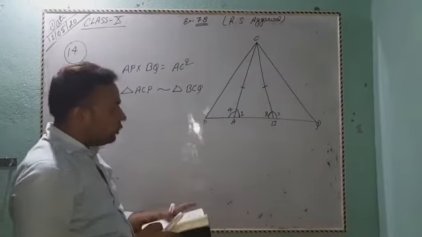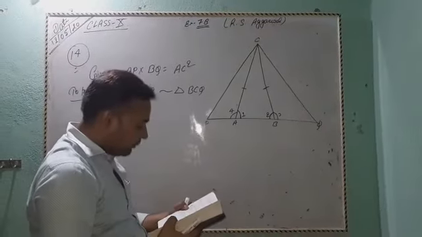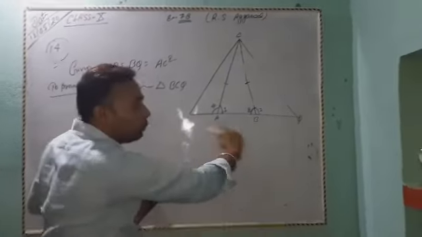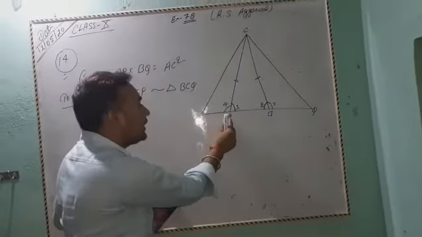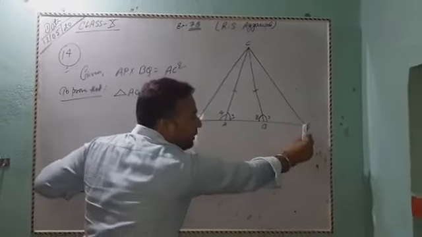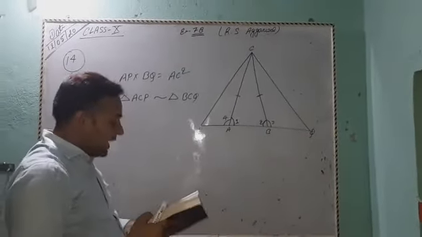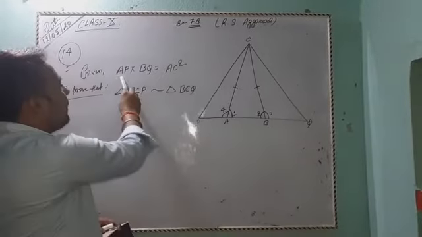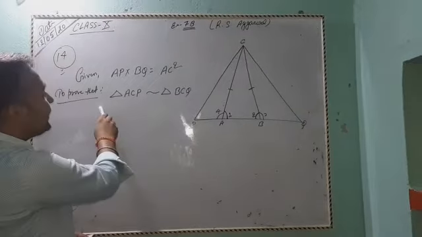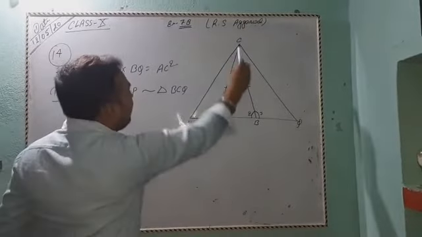Base AB is produced in both directions to P and Q. AB is produced on both sides, यानी दोनों साइड में प्रोड्यूस किया गया. तो AB को इधर P पॉइंट तक और AB को इस साइड में Q पॉइंट तक प्रोड्यूस किया गया, इस प्रकार किया गया कि AP multiply BQ equal to AC square. Okay, then prove that triangle ACP is similar to triangle BCQ.